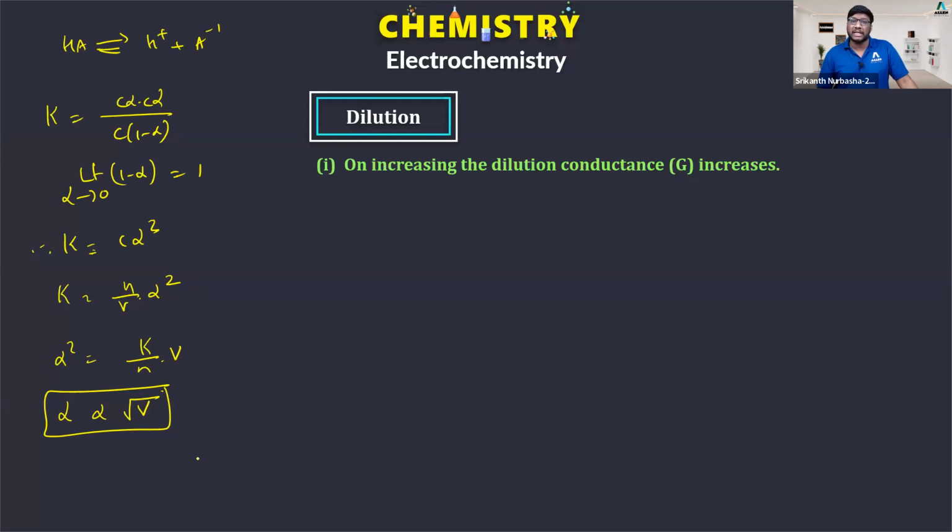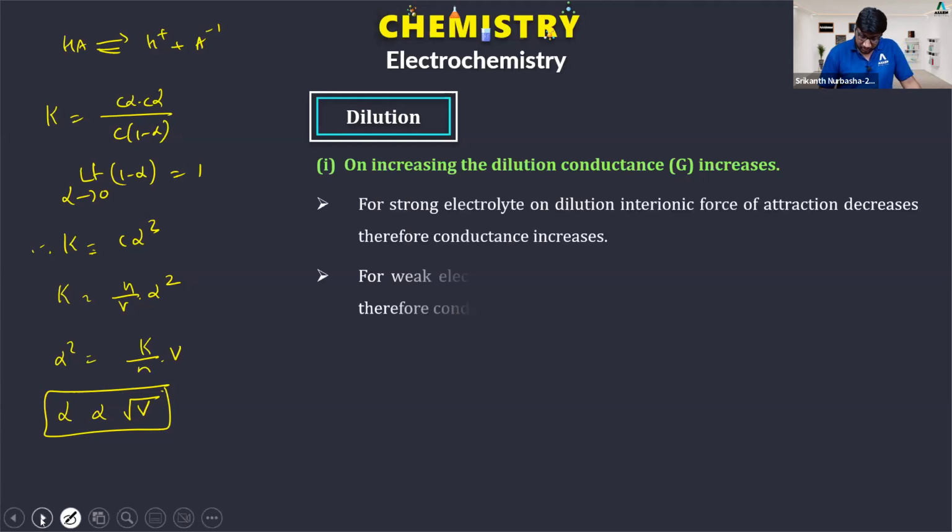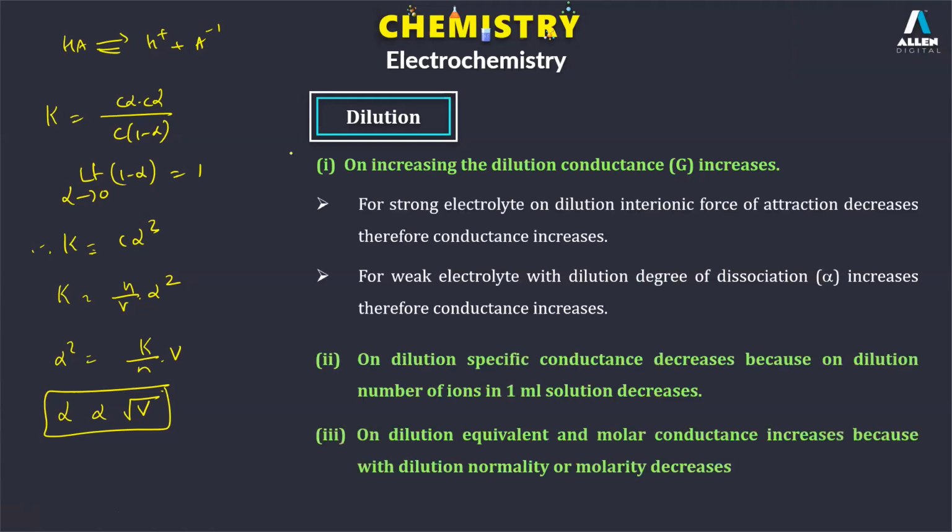For molar conductance or equivalent conductance, because of dilution the concentration is decreasing. Molarity and normality are decreasing. In the expressions for equivalent conductance or molar conductance, molarity and normality are in the denominator. So obviously, as molarity or normality decreases, molar conductance or equivalent conductance will increase. Clear or not?